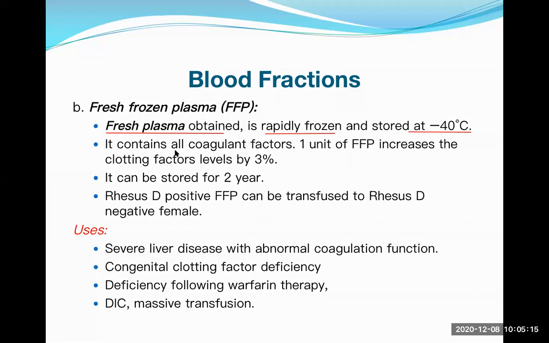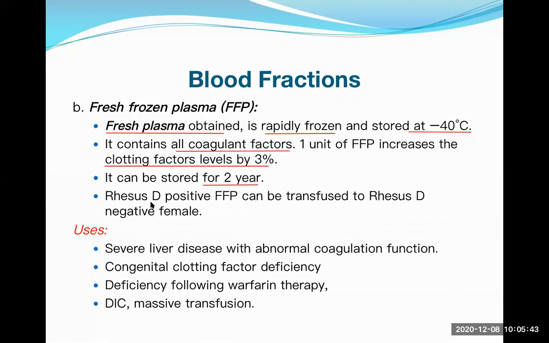It contains all types of coagulation factors. See here, 1 unit of fresh frozen plasma increases the clotting or coagulation factor level by 3% in our body. So this is a huge advantage. In a coagulopathy situation, we can safely give fresh frozen plasma and it helps the patient. It can be stored for 2 years at that particular temperature, minus 40.